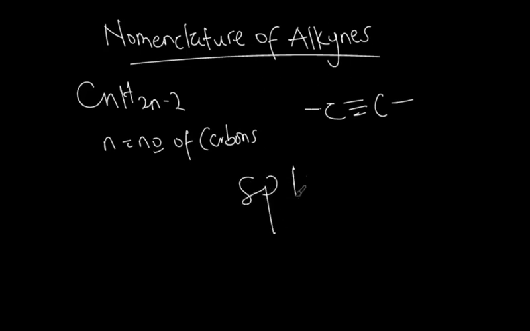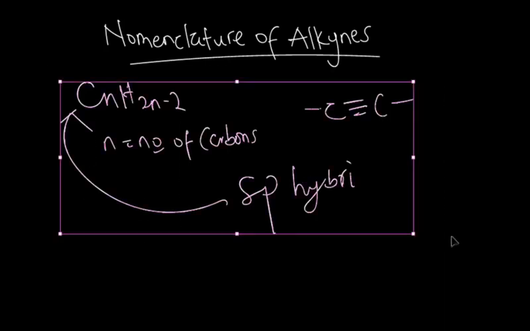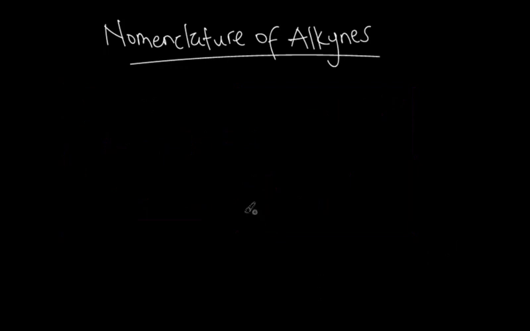So with this said, alkynes are also what? sp hybridized. So the hybridization of the central carbon atom within any alkyne molecule is sp. Now let's move on to the main aim of this tutorial, that is how to name alkynes in case we are given one.